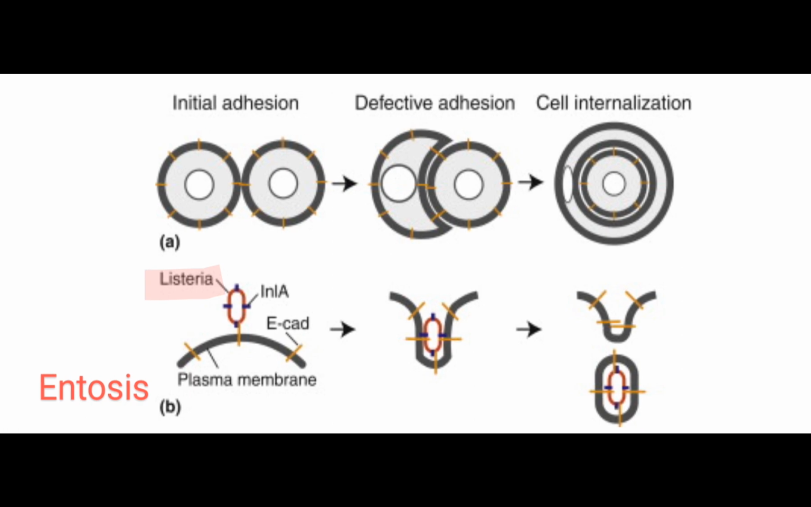Then this is the image showing entosis. Entosis is basically taking place in the organism named Listeria. Here initial adhesion will take place, then cell internalization will be occurring.